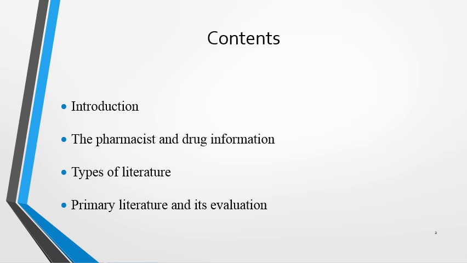This is the outline of the lecture. Firstly, we will be having the introduction of the clinical drug literature. Then we will be discussing the relationship between the pharmacist and the drug information. Afterwards, we will be discussing the type of literature, and finally, we will be discussing the primary literature and how it is evaluated.